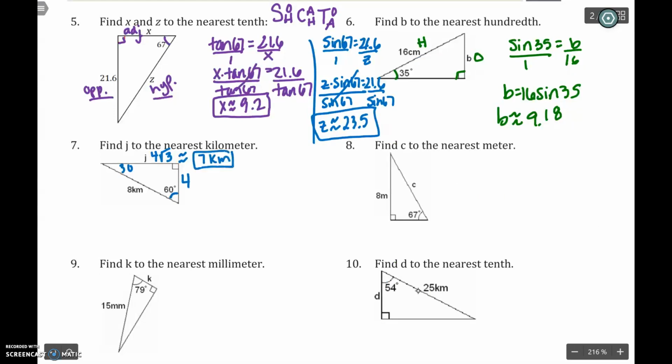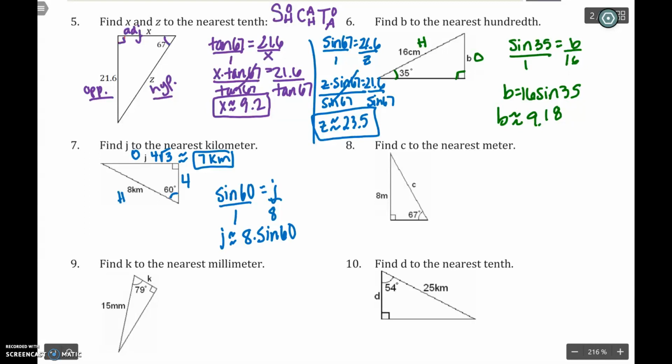Okay, if you would like to do it a different way, you can also do trig for this one too. This would be the opposite and hypotenuse, so this would be sine of 60 equals j over 8, and 8 times sine 60 would get you 7 as well. So that is up to you.